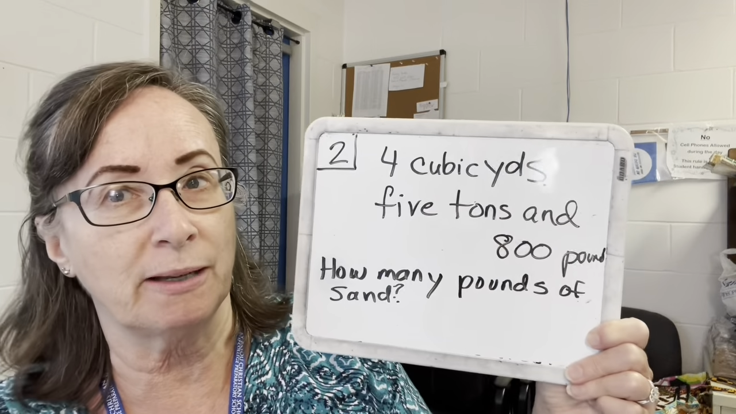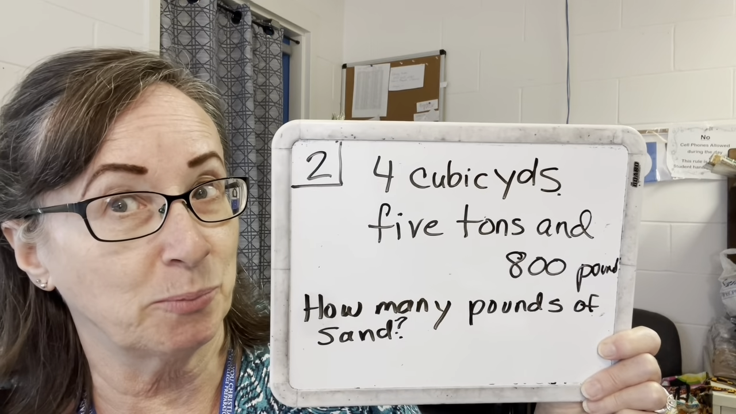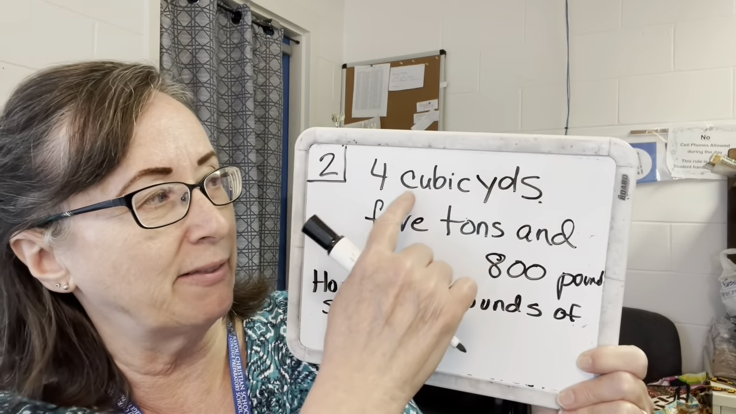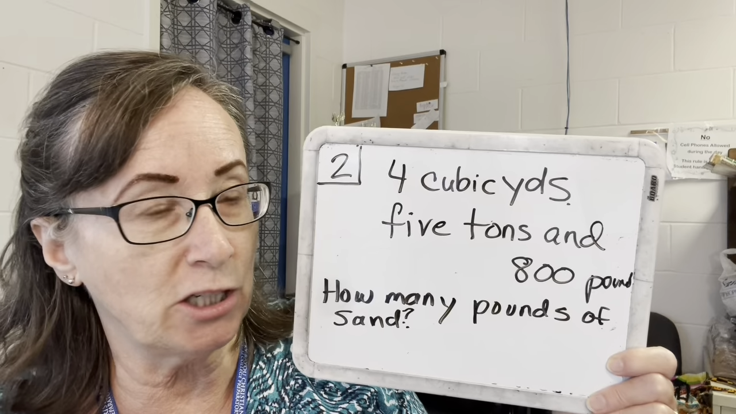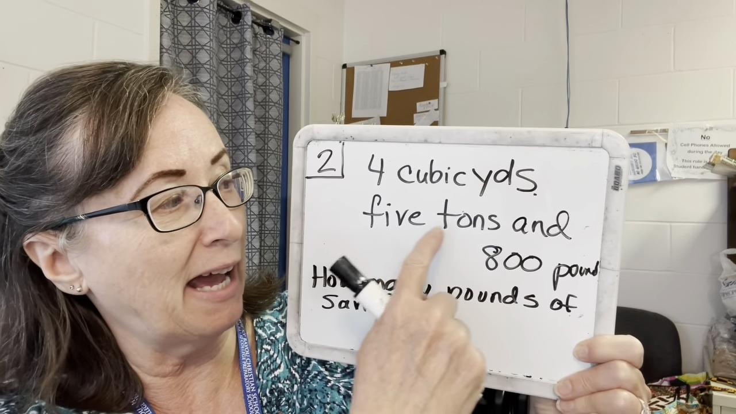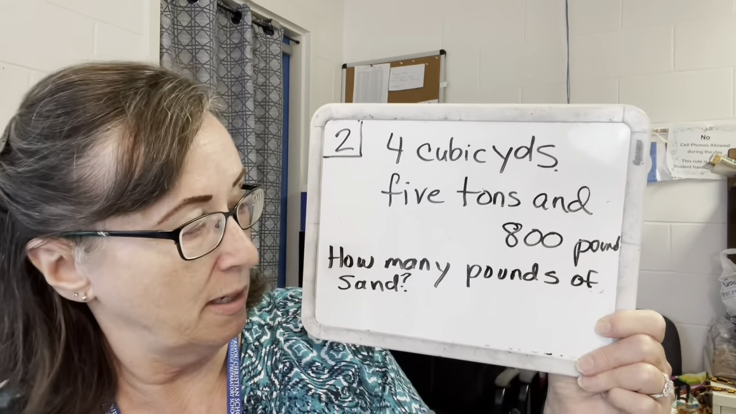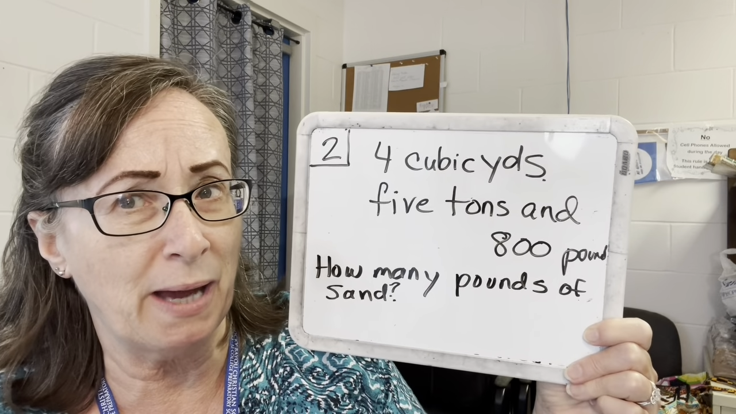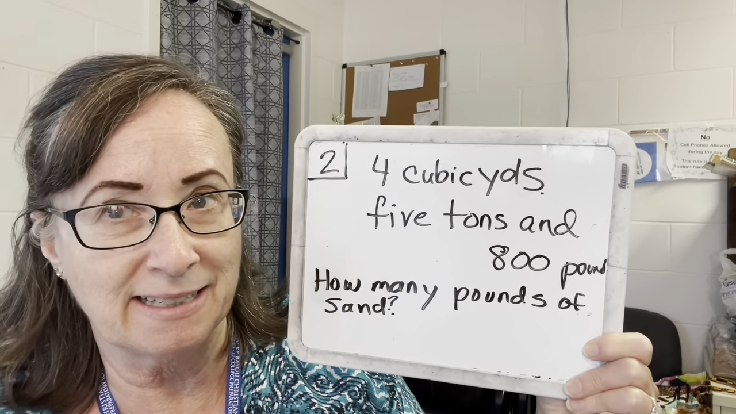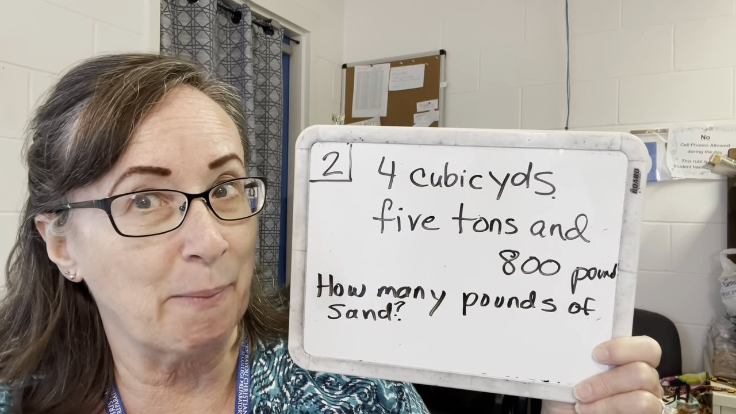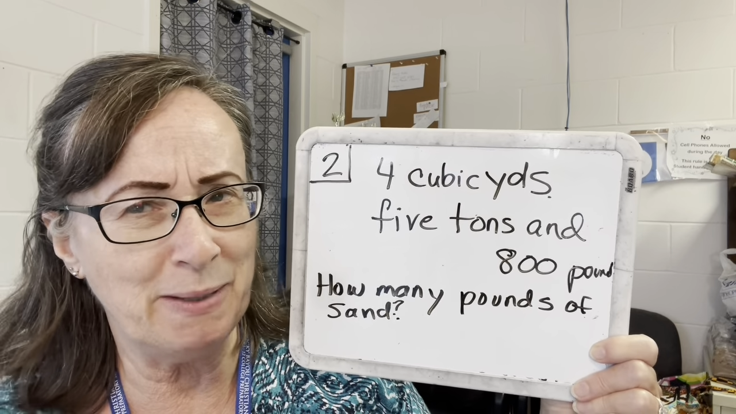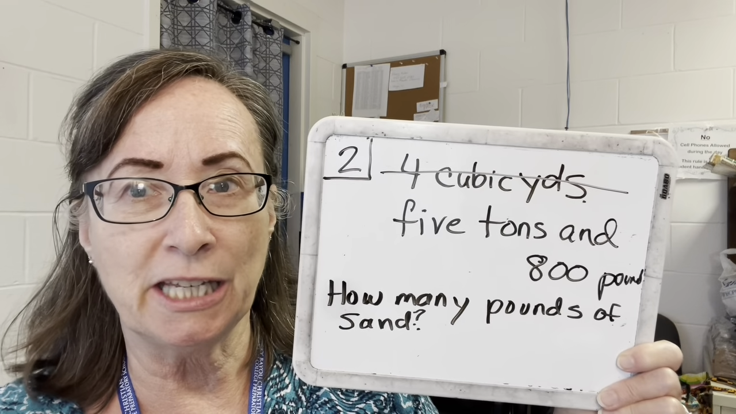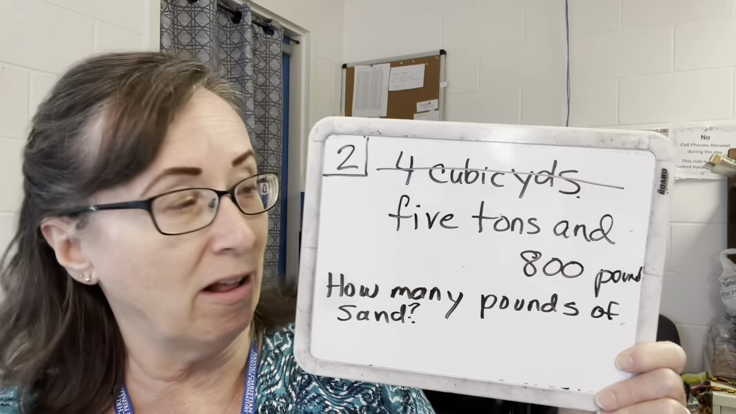But here's the important info, and I want you to decide if it's important or not. They told us that there were 4 cubic yards. Do we ever use that information? They tell us they're 5 tons and 800 pounds, and they only want to know how many pounds of sand. They were giving me a piece of extra information, maybe to kind of confuse me, I don't know. But I really do not need to know how many cubic yards of sand I have at all.